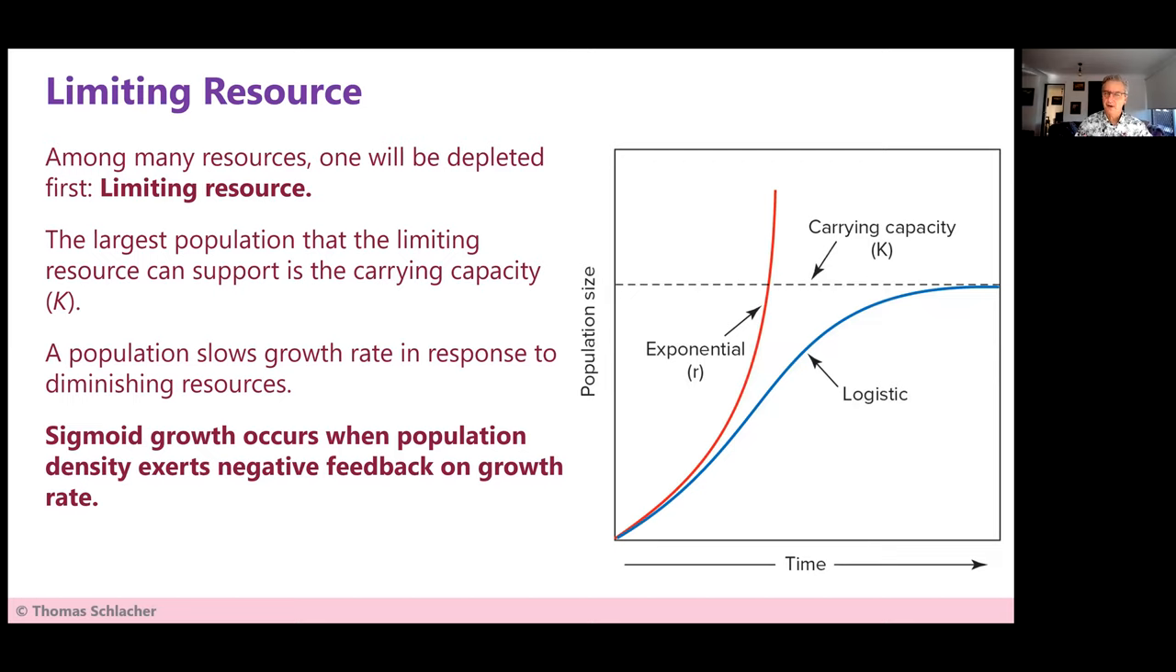And why does it do that? Because populations which grow very fast usually exhaust what we call the limiting resource. That can be anything, but usually it's the resource which is in shortest supply. And the carrying capacity is the maximum number of individuals a particular environment can sustain on average over long times.